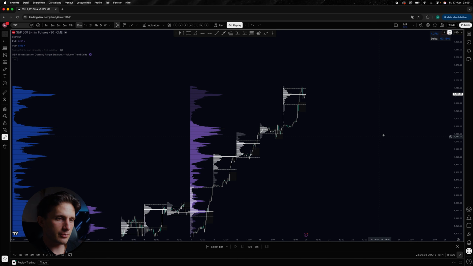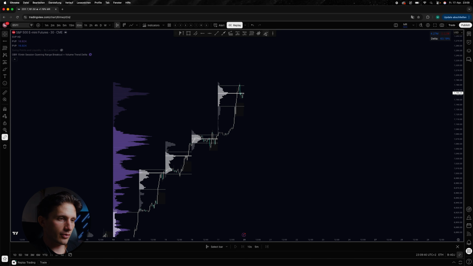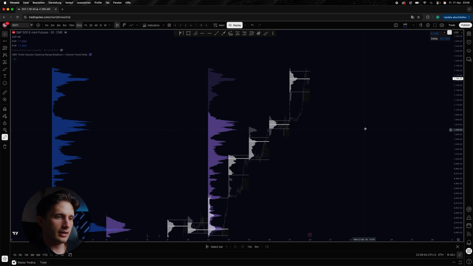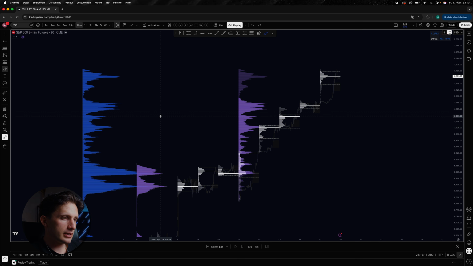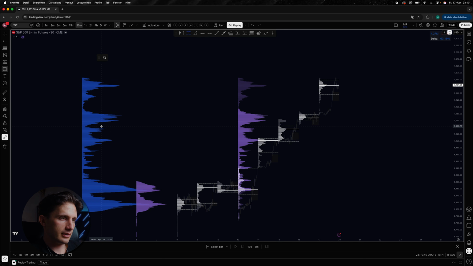As well, I have the daily profiles to see what the market did the day before. Did we create a D shape, a P shape, or a B shape, right? So what I'm exactly doing right here is that I'm not looking for shapes on monthly and weekly profiles. I'm only looking for shapes on daily profiles.